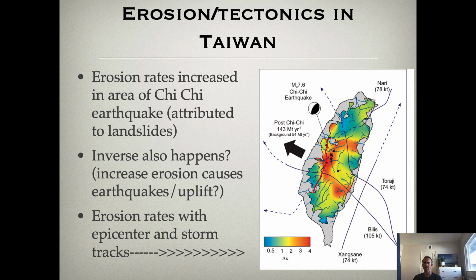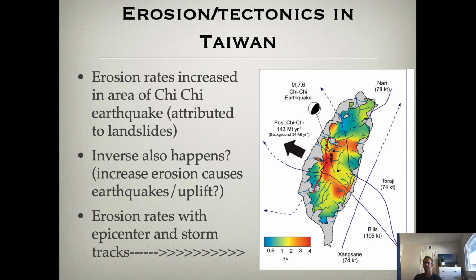And so you have a little bit of uplift from these earthquakes because it's a big reverse fault that's lifting the central mountains of Taiwan in each earthquake. But at the same time, you've got increased erosion, which can contribute to uplift. Okay, so that's not too surprising. We've known for a while that earthquakes can cause uplift of mountains. That's basically how they grow. But what is interesting is that people are starting to note that the inverse also sometimes happens.